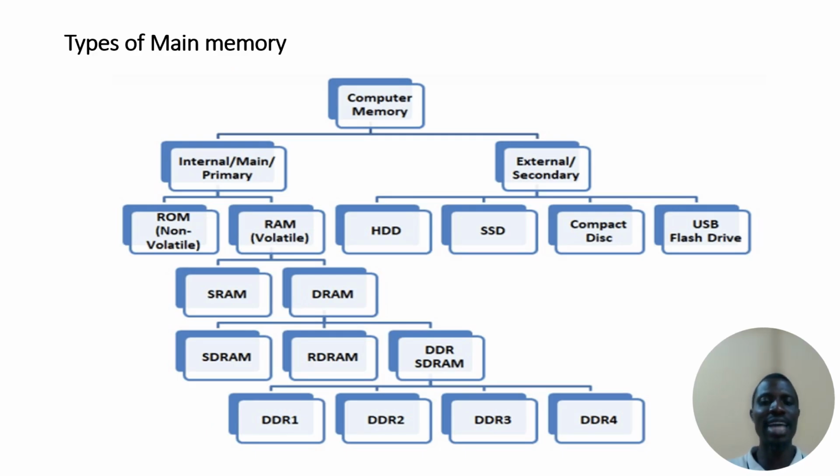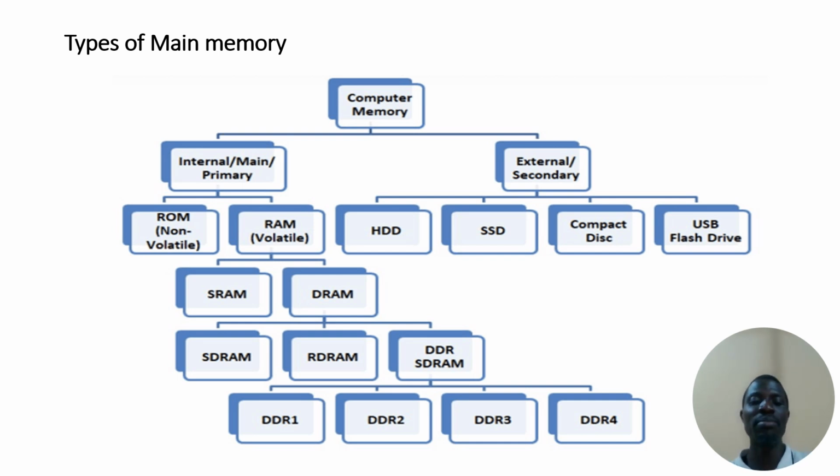So here is an organogram of how a computer memory is structured. You have the internal, the main or primary memory, which is divided into your ROM, which is actually a non-volatile area of the computer system. Whatever is programmed there is stored there and remains there on a permanent basis, except you decide to wipe it off.